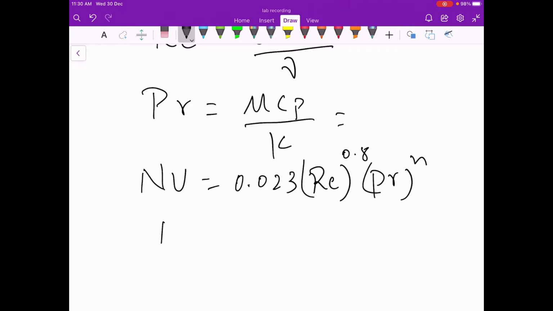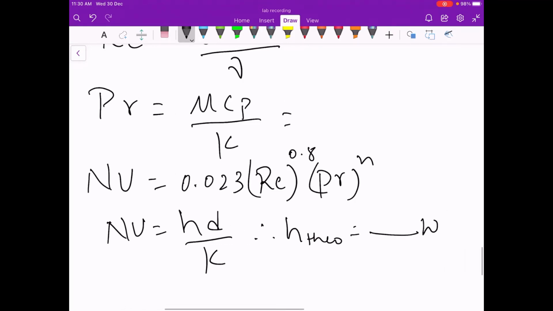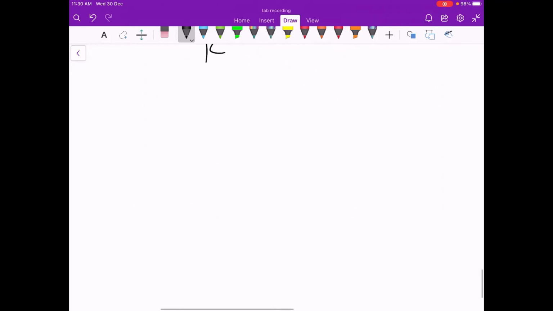Then theoretically, how do you calculate? You know Nu equal to hd by K, and therefore you will be getting the h theoretical value. Are you able to understand, guys? So this is how you will be calculating the h theoretical value, equal to dash watt per meter square Kelvin. So this is how you will be doing it.